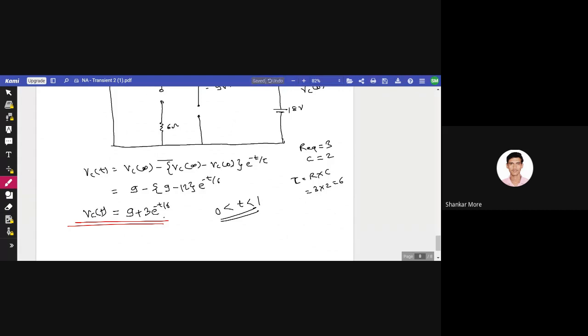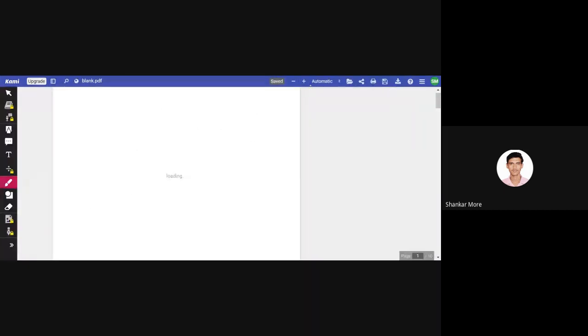Now what is the next step? The next step is to find out the value at t is equal to 2 seconds. So for that, give me a few seconds, I'll be taking new pages. Okay, I hope the other slide is visible to you. So I need to draw that circuit again. Just give me a few seconds so that I can draw it again. Where is that circuit? Here it is.